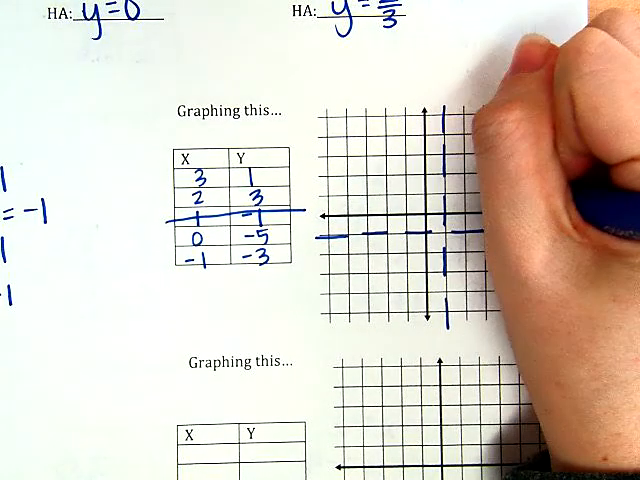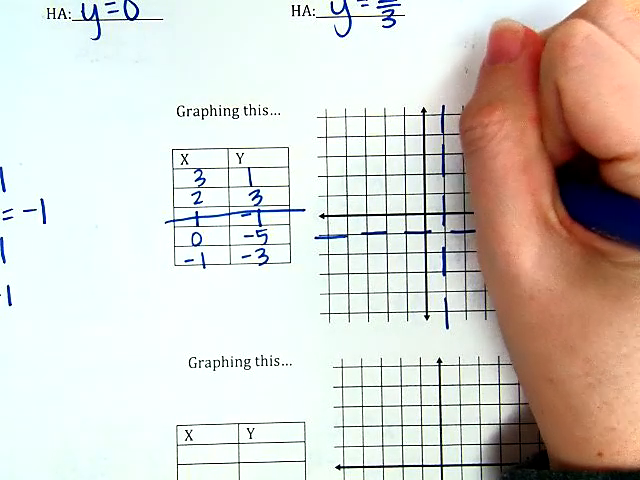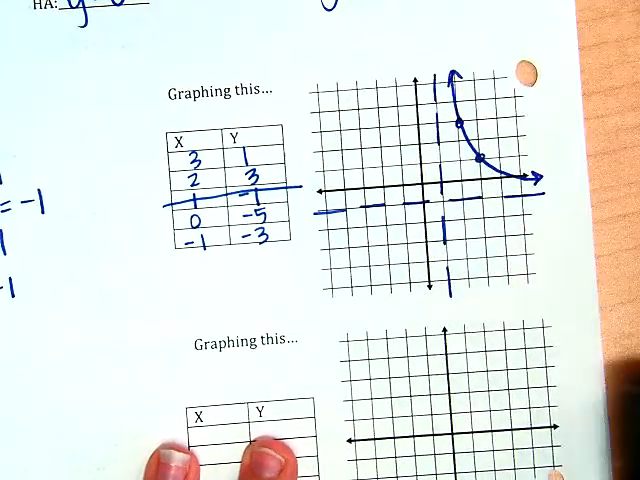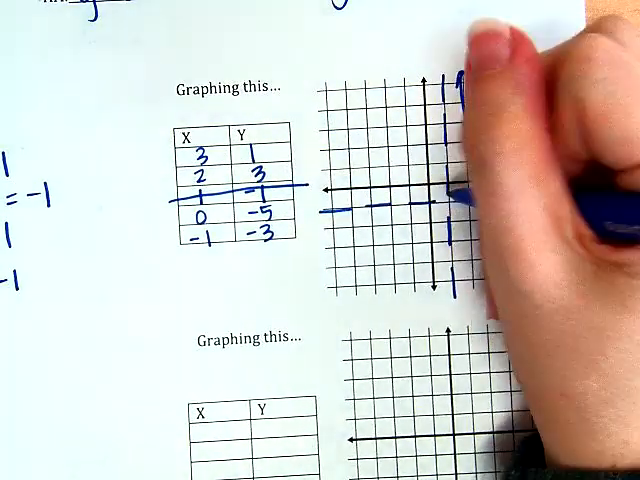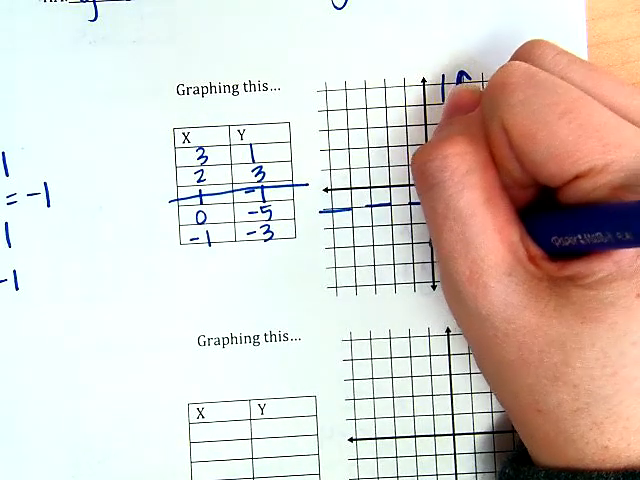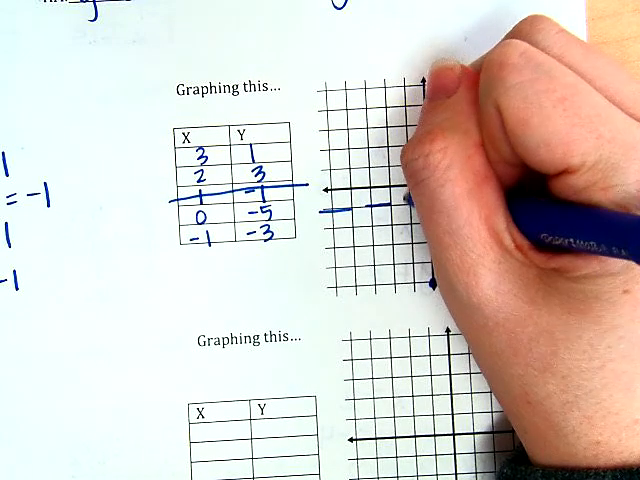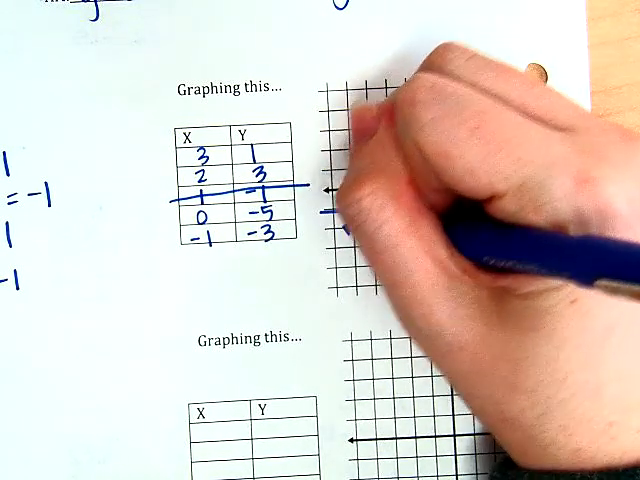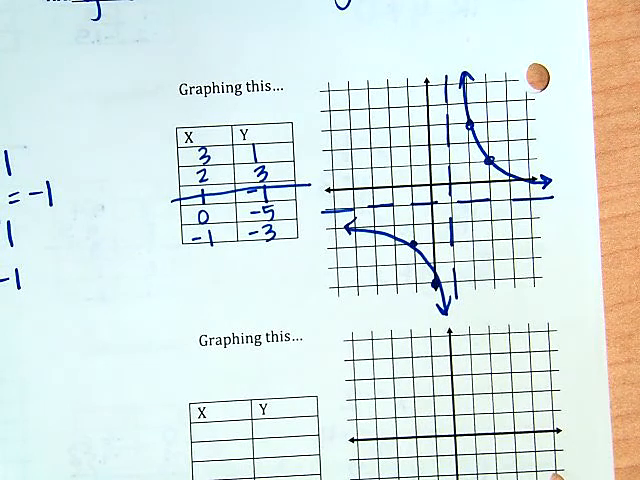1, 2, 3, 1. 2, 1, 2, 3. Remember, it runs right along the asymptote but doesn't cross it like that. Same with the next one, 0, -5. 1, 2, 3, 4, 5. And 1, -3. Runs right along the asymptote but doesn't cross it.